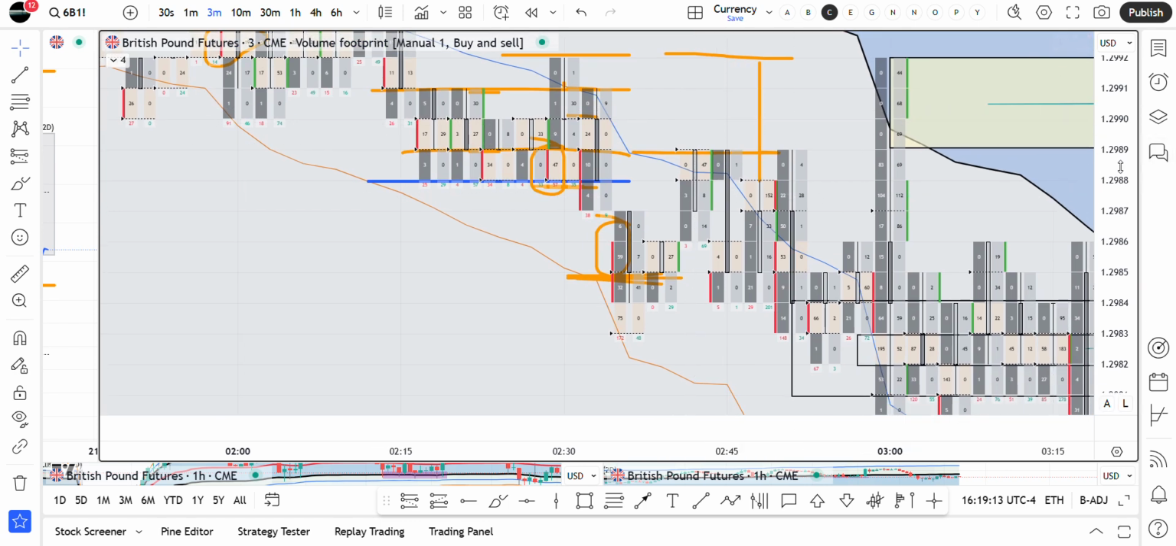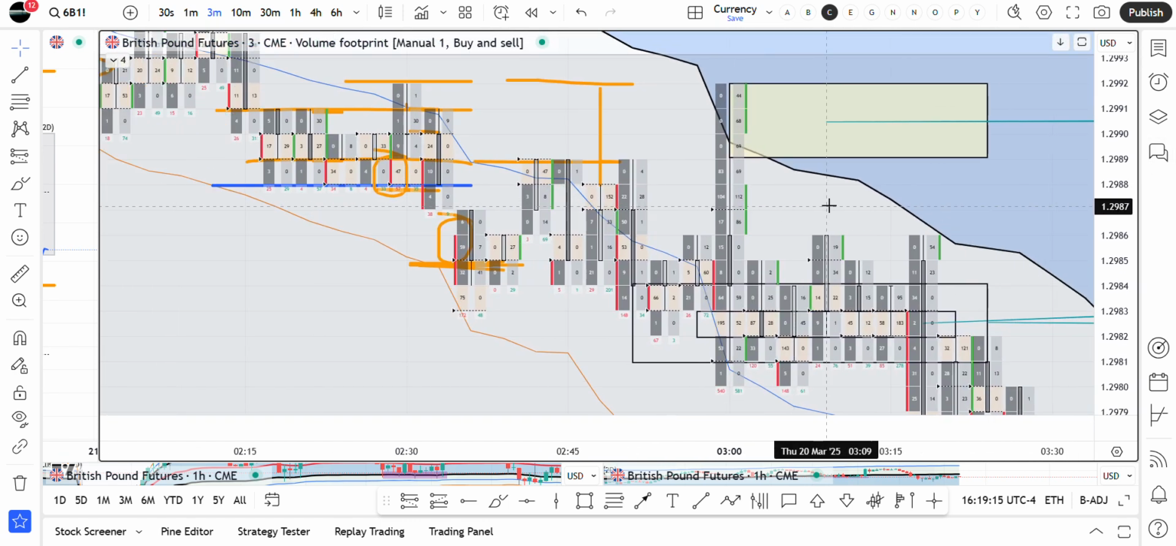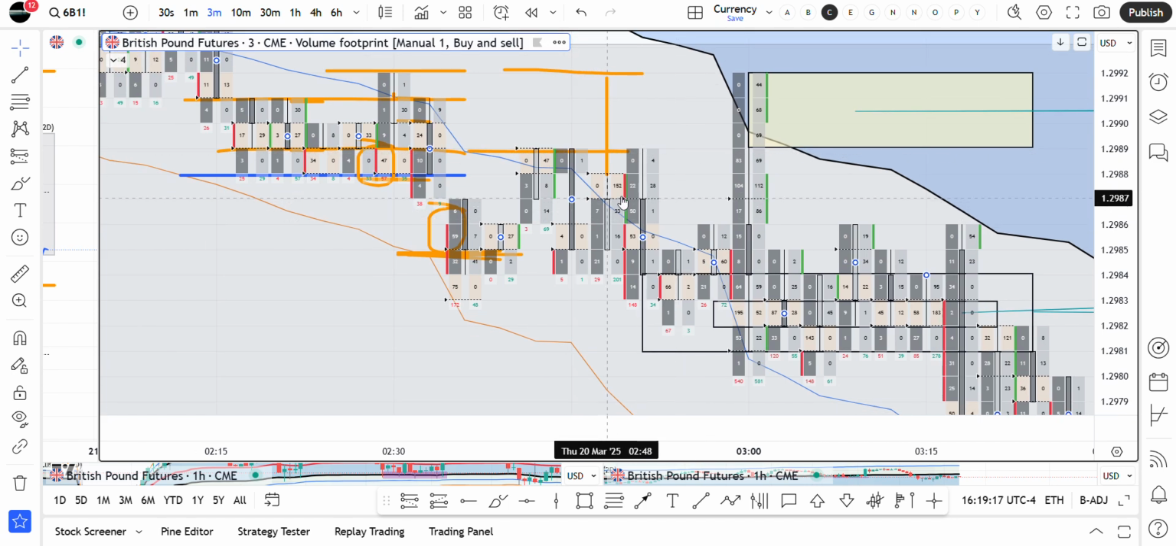And now you're gonna see where the magic really happens. So you have a huge amount of buying here, and it doesn't push price higher. So it's 152 contracts buying, and it doesn't push price higher. That's immediately a sign that, hey, the market's going lower.